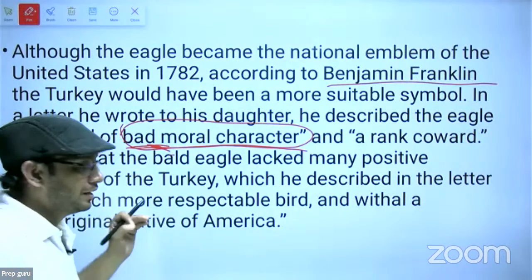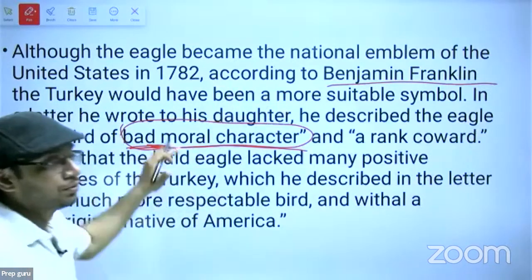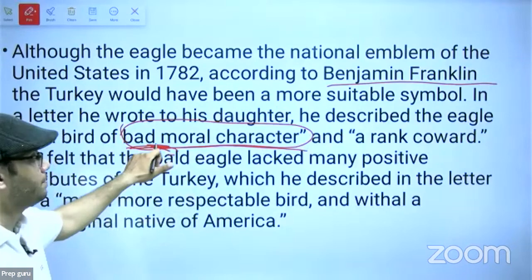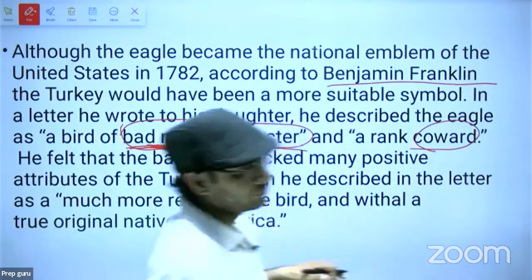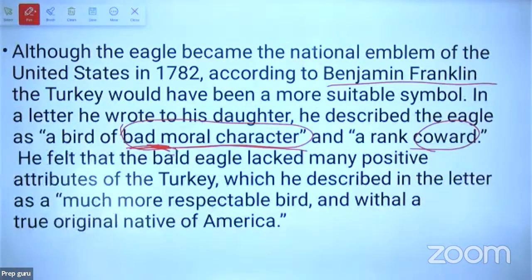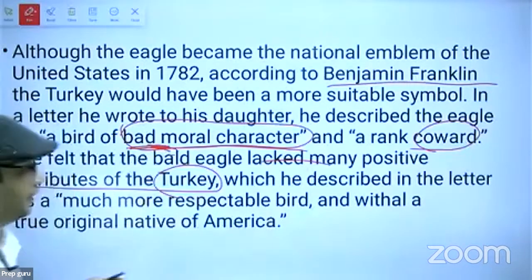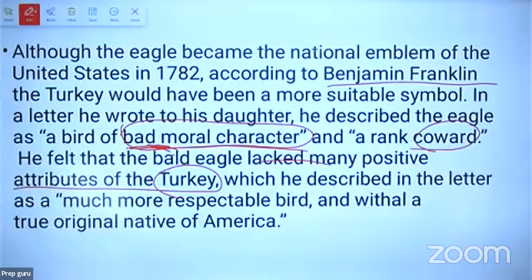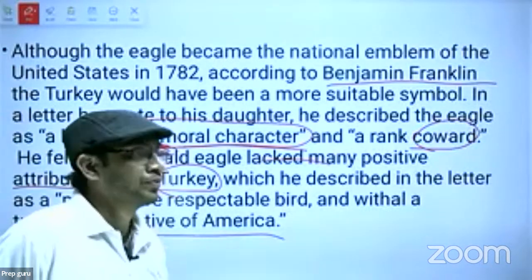Secondly, it is a cunning kind of bird, right? So इस view से, इस thought से Benjamin Franklin ने इसको क्या बोला? It is bad in moral character and a rank coward. Coward, I think you know, right? He felt that the bald eagle lacked many positive attributes of the turkey, which he described in the letter as a much more respectable bird and withal a true original native of America.